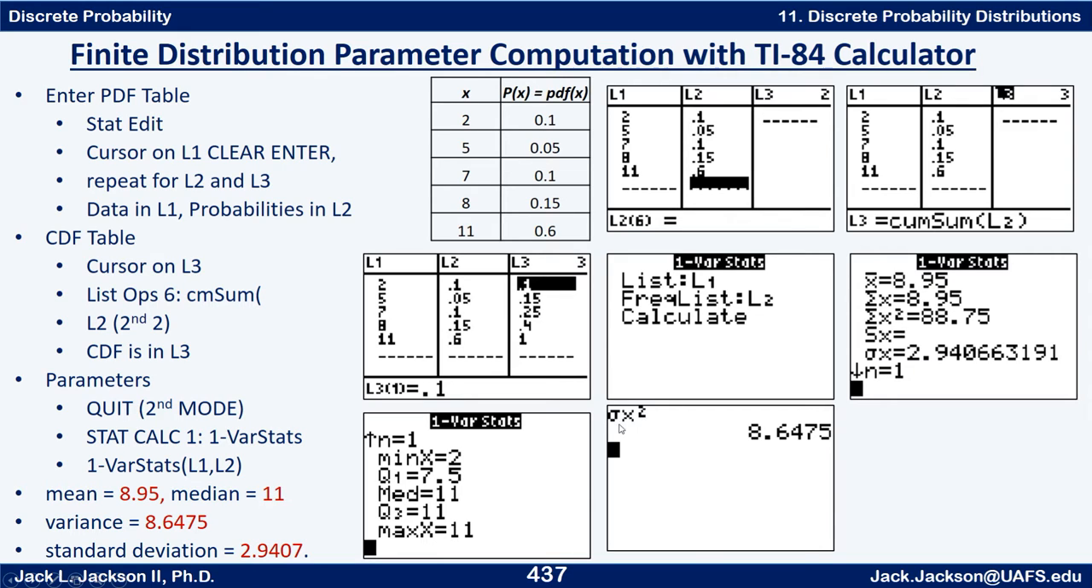If we want to take the sigma and square it, that gives us the variance, which we had computed earlier. Now, to get this, you can go to Variables, the VARS key, and choose number, I think it's 5, which is statistics, and you'll find sigma of the x's here. Square it, and you get the variance.